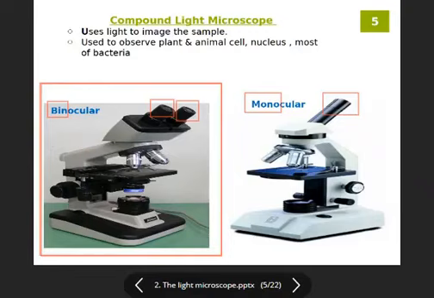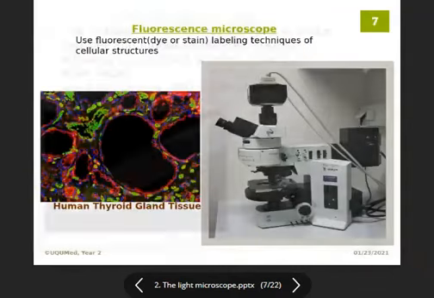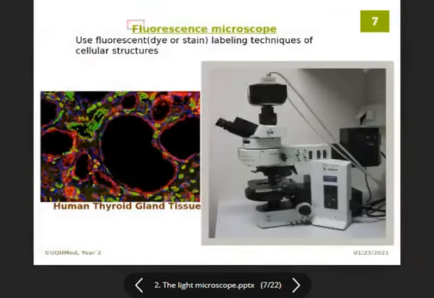The other type of microscope, you can see on the screen, is the electron microscope. The electron microscope is very powerful and it is used to see very, very small objects like viruses and bacteria that cannot be seen using the compound light microscope. But we don't have this in the lab, and we don't have the fluorescent microscope either. They are present in the research lab.